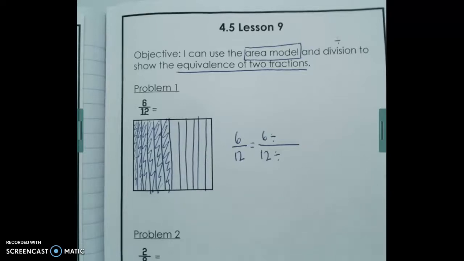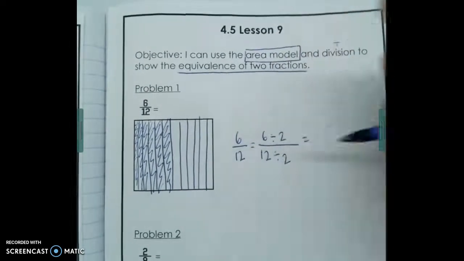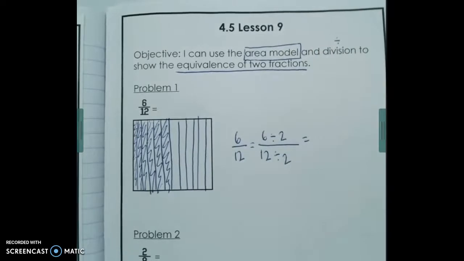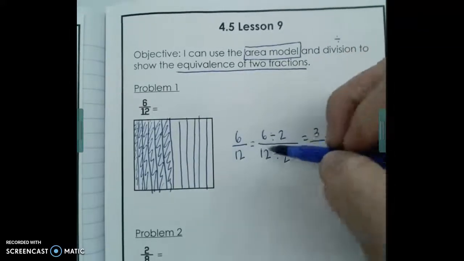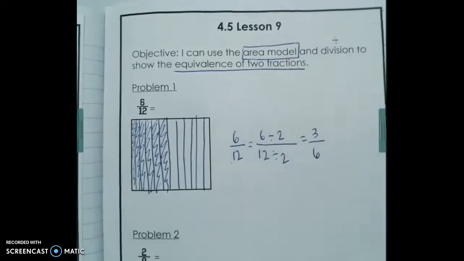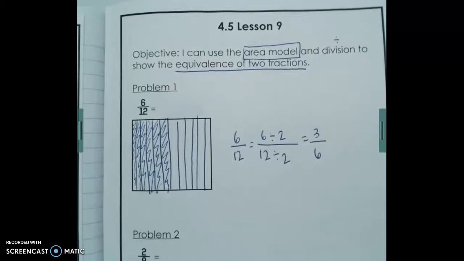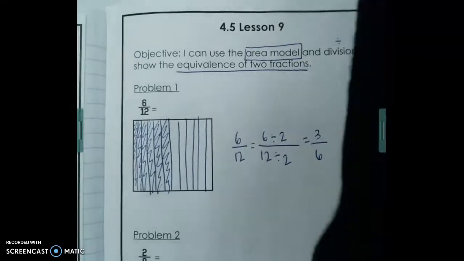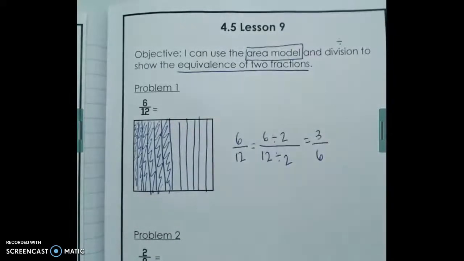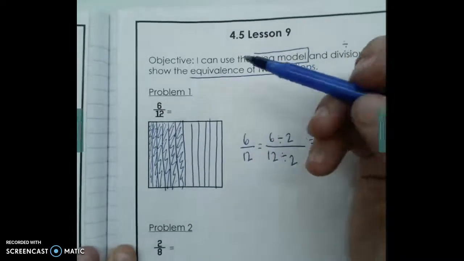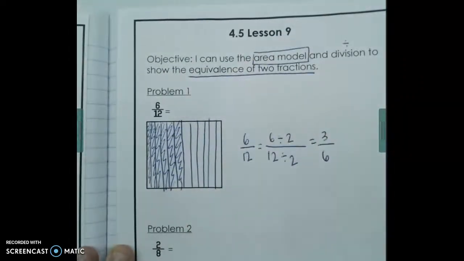Well, I know they're both even, so a number I could use is 2. 2 can go into both those numbers. And 6 divided by 2 would be 3, and 12 divided by 2 would be 6. So what that means is that I should also be able to see 3/6 in my picture. So for every 3 that I have, 6 would go with it.